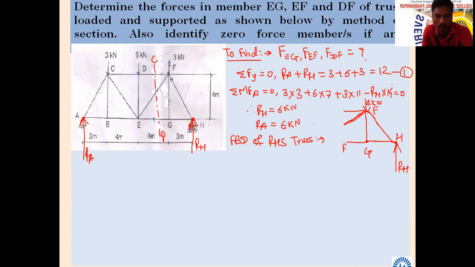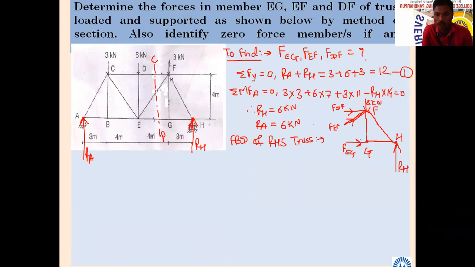How I should assume nature? F E G. F E F. F D F. Tell me, how should I assume the nature? F D F, compressive. Are you with me? Yes, sir. Okay, compressive. What about F E F? How should I assume? Compressive. Okay, compressive. No issue.